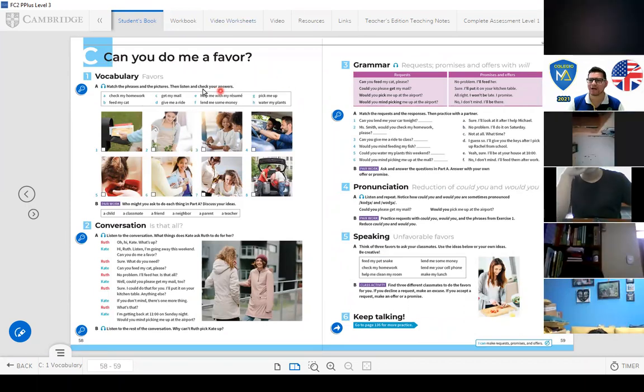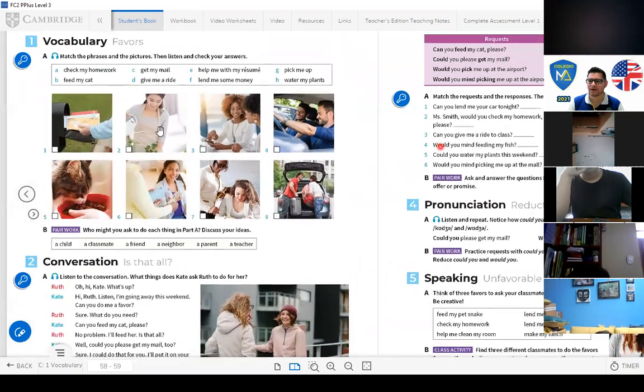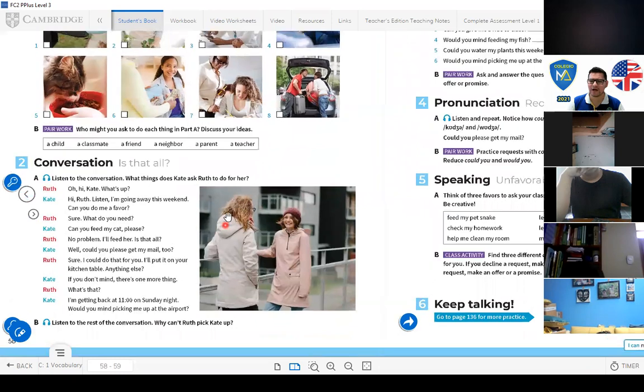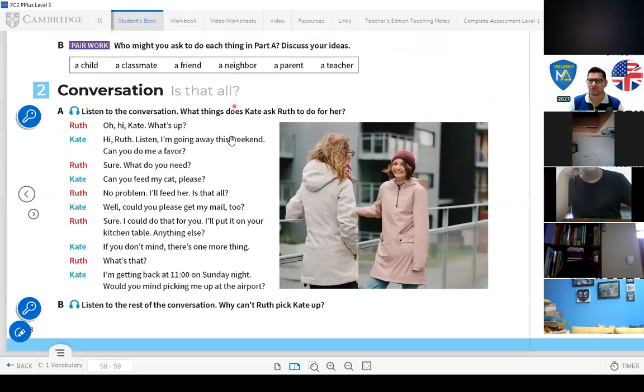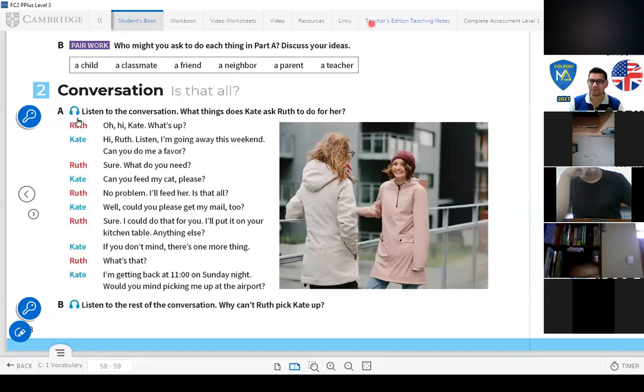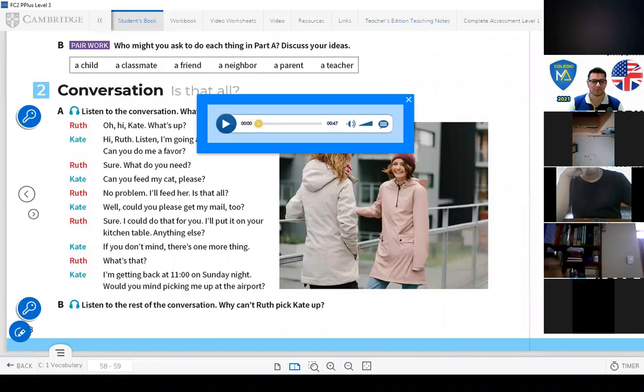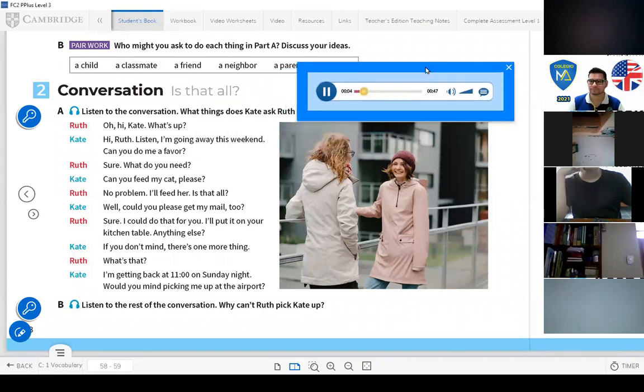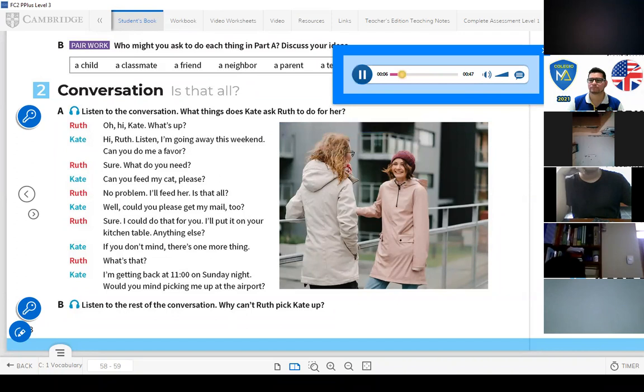Here there is the vocabulary. Can you do me a favor, right? We did this. Hasta aquí terminamos, right? So let's go now to the conversation. What's the conversation about? I'm gonna play the listening for you, so pay attention. I'm gonna stop the backing track music. That's it. Page 58, Exercise 2, Conversation. Part A.